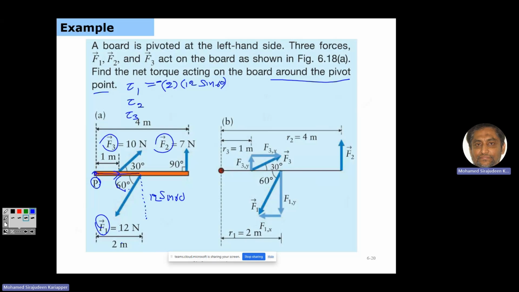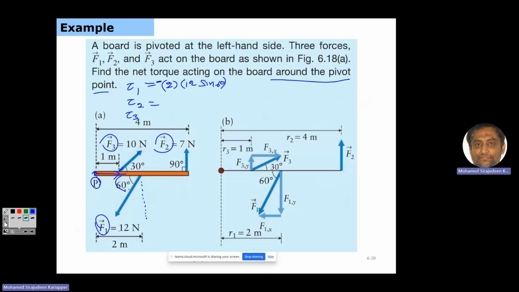Now quickly tell me what about F2 and F3? Are they clockwise or counterclockwise? Counterclockwise, okay? Not because it's going up. Suppose I told you to take the torque about the point Q. What about F3 now? About point Q, is the same force going to rotate clockwise or counterclockwise? Clockwise. So this is very important. It's not because the force is upward. You should look at the point where you want to take the torque. Then according to that, you will get either clockwise or counterclockwise.